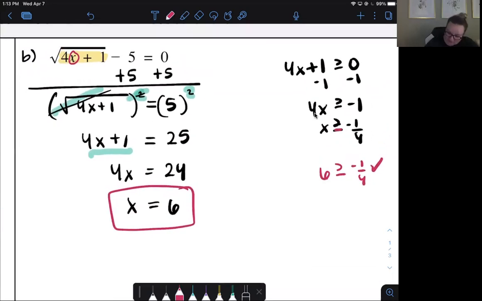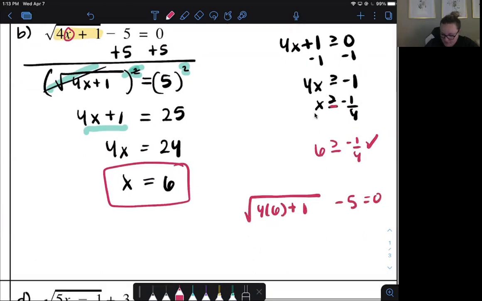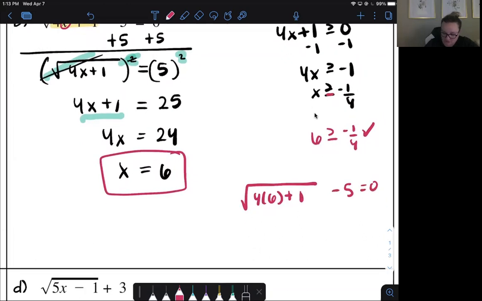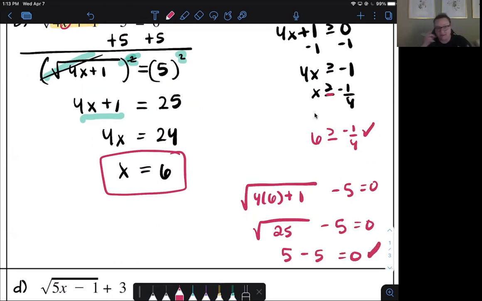Now let's look at the original problem though. 4 times 6 plus 1 minus 5 equals 0. 4 times 6 is 24. 24 plus 1 is 25. The square root of 25 is 5. Subtract 5 and you do in fact get 0. So x equals 6 is allowed. We don't have an extraneous solution.